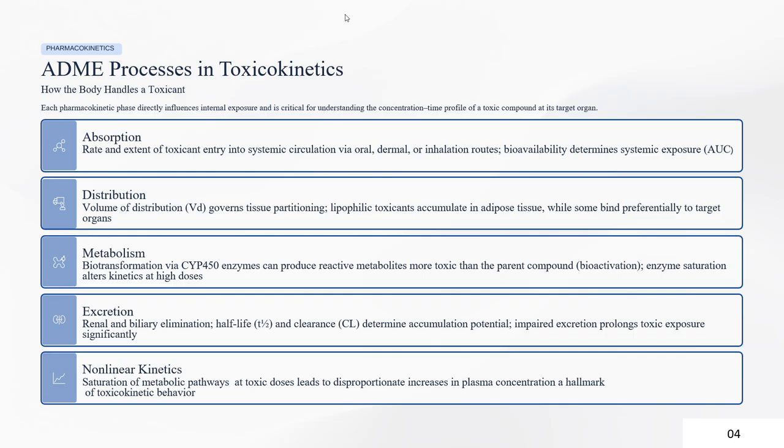Third is metabolism. Metabolism occurs mainly in the liver, as we all know, by the cytochrome P450 enzymes. Sometimes metabolism converts a chemical into more toxic metabolites. That process is called bioactivation. Fourth is excretion. Excretion occurs through the kidney or bile and removes the toxic substance from the body. And fifth is non-linear kinetics. At toxic doses, metabolic pathways may become saturated. As a result, a small increase in dose can produce a disproportionately large increase in blood concentration and cause toxicity.